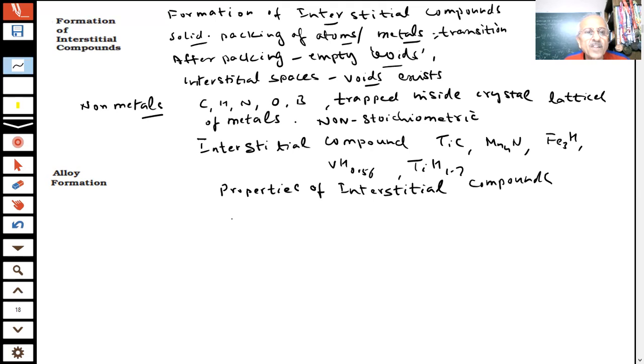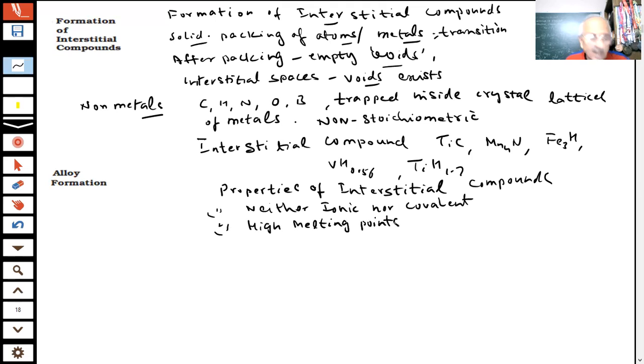What are the properties, students? First thing is that these are neither typically ionic nor covalent. Their properties have been modified, and they have a high melting point. Their melting points are higher, students, higher than pure metals. Why will their melting point be higher?